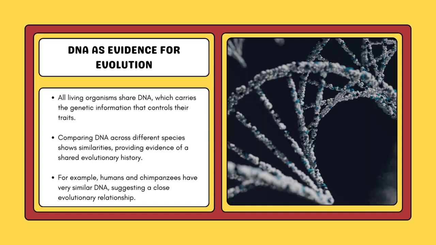DNA as evidence for evolution. All living organisms share DNA, which carries the genetic information that controls their traits. Comparing DNA across different species shows similarities, providing evidence of a shared evolutionary history. For example, humans and chimpanzees have very similar DNA, suggesting a close evolutionary relationship.